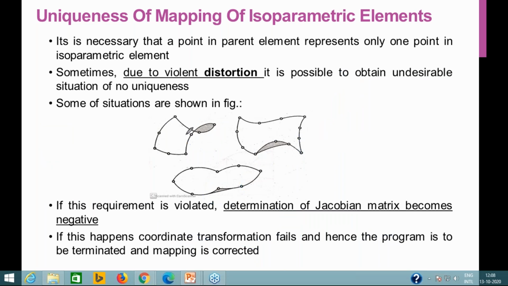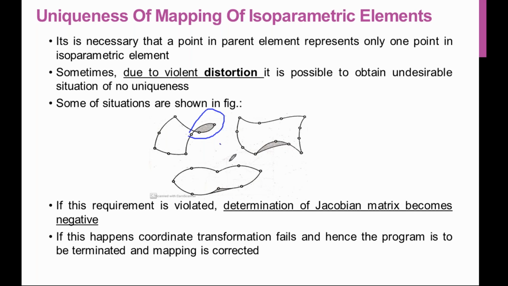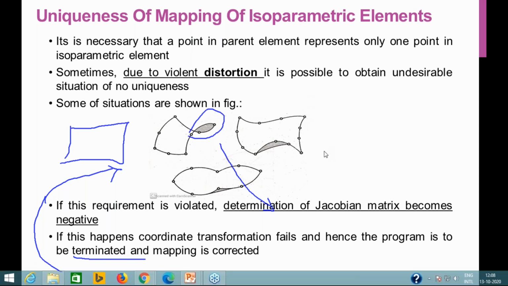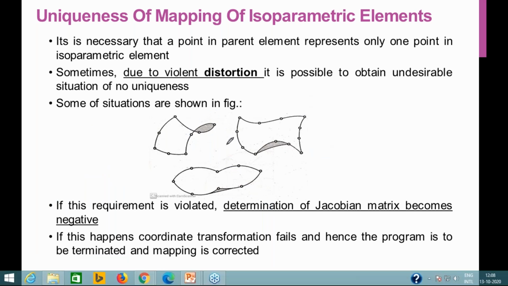type of distortion. Suppose distortion comes, the Jacobian matrix will give you a negative value, the program will terminate, and then you have to solve that distortion and correct that shape. And there is a procedure in the software also that you can modify the meshing elements. Okay, so it is clear to you, that is the mapping of the isoparametric elements.